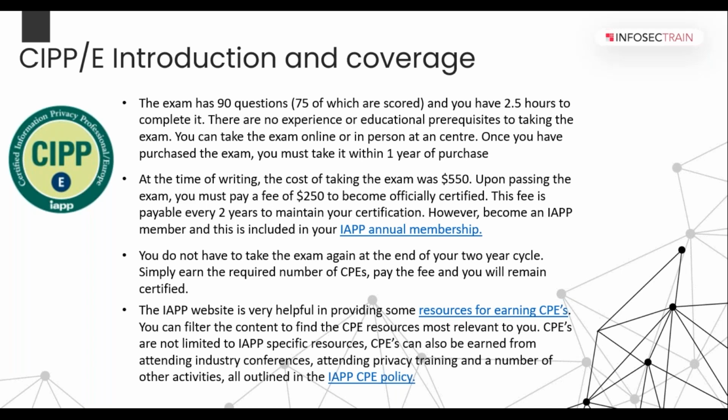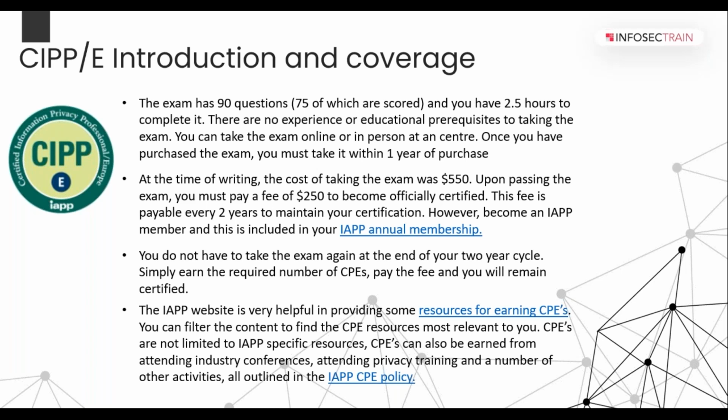There are two options. You can pay the certification maintenance fee for 2 years, which is $250, or you can become a member, which costs $275 per year. There are different benefits. If you become an annual member, you have exclusive access to wonderful materials available in IAPP. If you don't wish to become a member, you need to pay a mandatory $250, which is valid for 2 years.